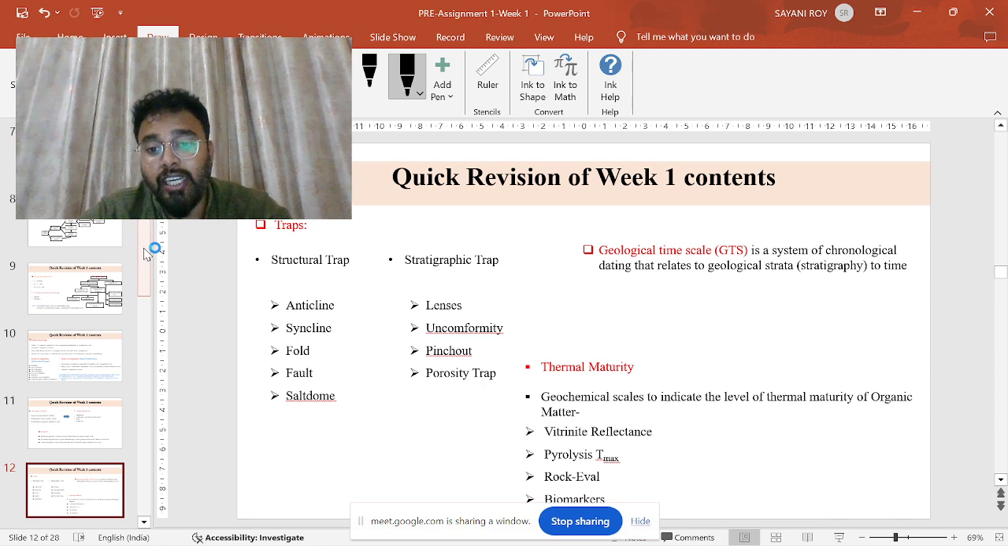Then there is the geological time scale. It is the system of chronological dating that relates to geological strata or time. In normal layman language, we can say that it is a periodic table of the strata. When which layer of rock was formed, we can see the geological time scale and we can identify.